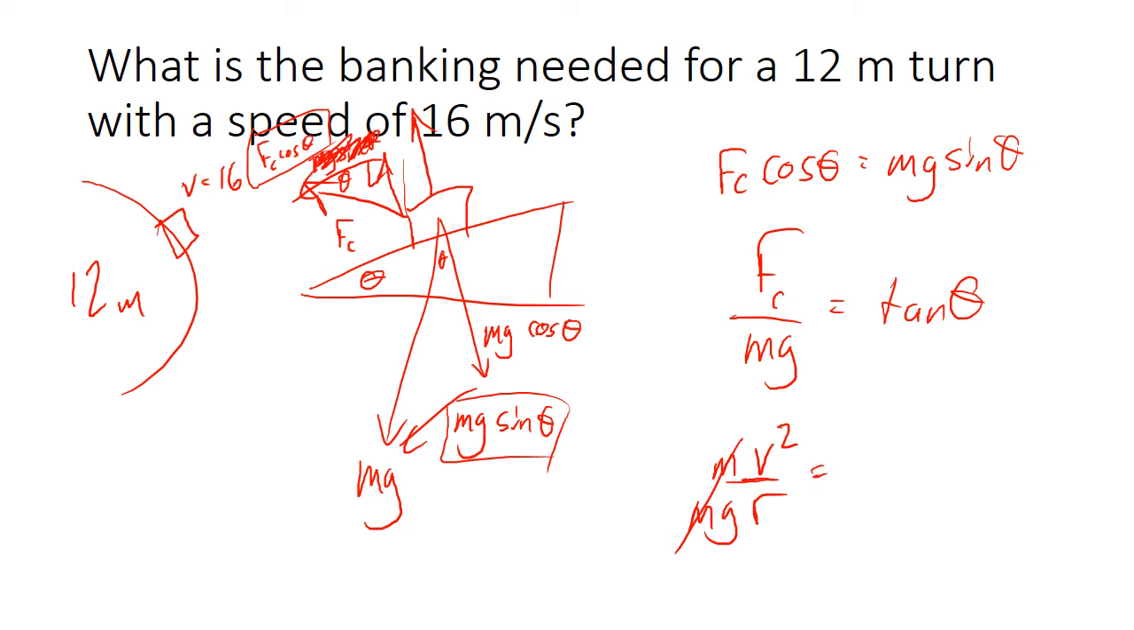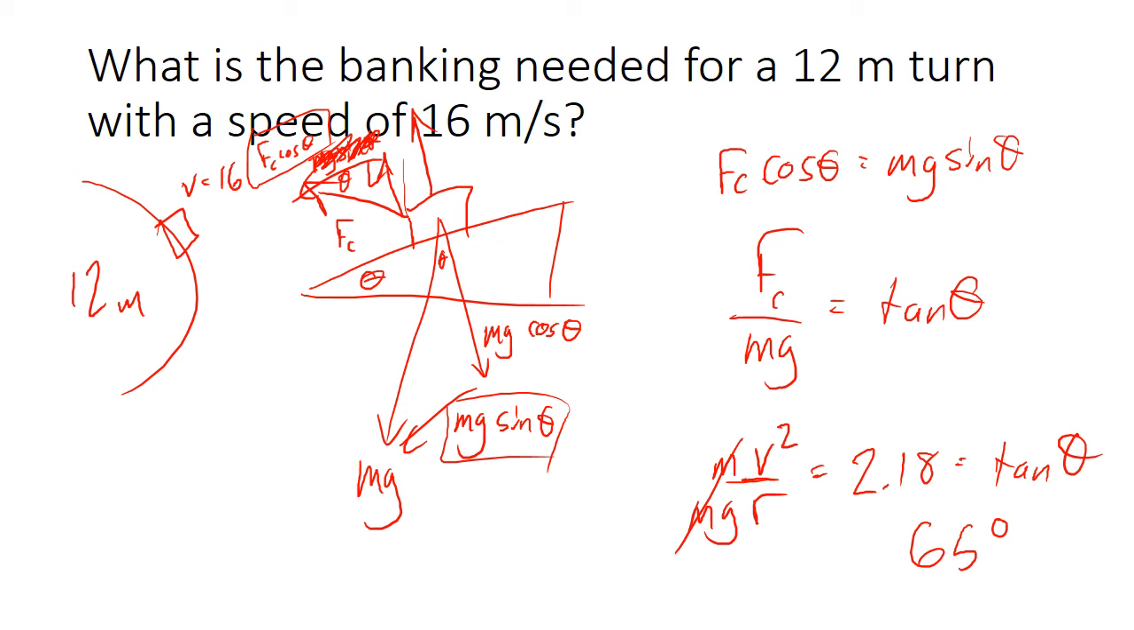V squared over r over g is equal to 16 squared divided by 9.8 divided by 12. So that's going to equal 2.18, and that's going to equal tan theta. Do the arctan of that. So 65 degrees. Nice. Do you like it? High banking, I suppose. I guess you're going really fast and you don't have any friction, so whatever. So that's what you're gonna do.